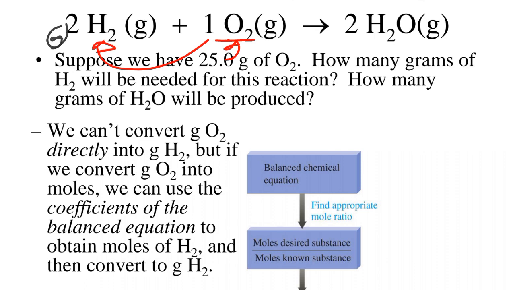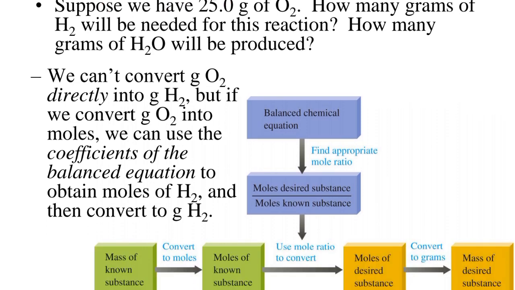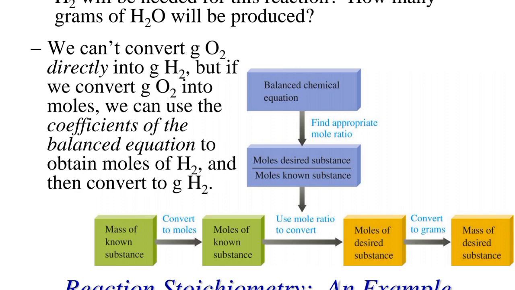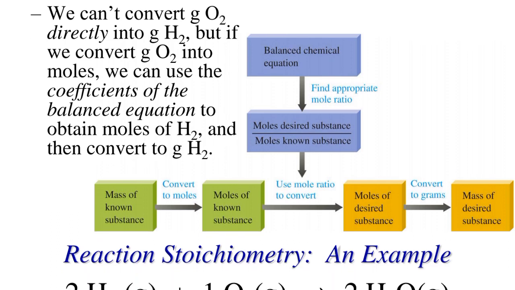Why so? Since here we're going to look at the stoichiometric coefficient. It means that you must change into number of moles, then you make a correlation through this number of moles from the balanced chemical equation. So if we convert mass of oxygen gas into moles, we can use the coefficient of the balanced equation to obtain the moles of hydrogen gas and then convert it to mass of hydrogen gas, as I said previously. So you must follow this stage.